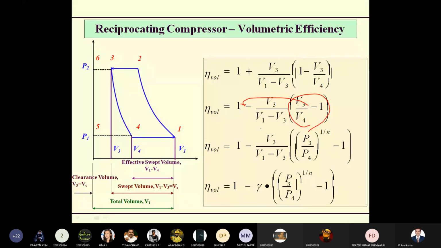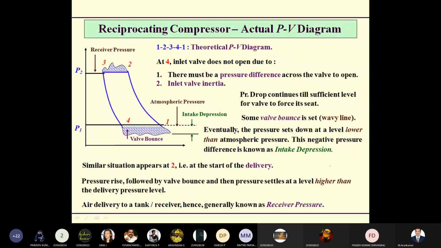Then we know V3 by V4 equals (V3 by V4) to the power (1 minus 1 by n). That can be replaced here. Then we can have the final equation, where this is your clearance ratio. So the volumetric efficiency is 1 minus gamma into ((V3 by V4) to the power 1 by n minus 1). So this is your theoretical PV diagram.